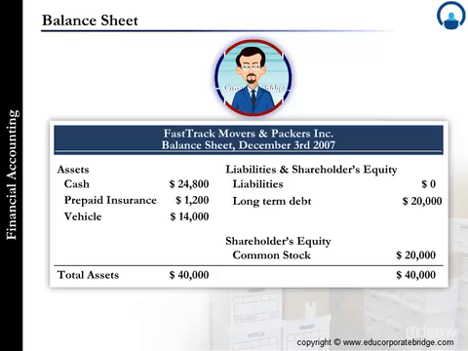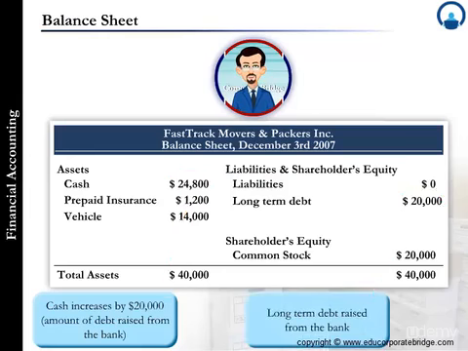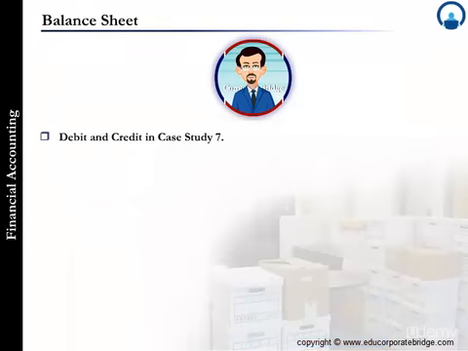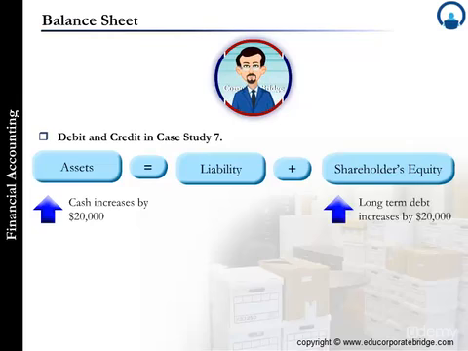How will this transaction get accounted for on the balance sheet? As Karthik raises further money through debt, cash increases by $20,000. However, Karthik is liable to return the amount after the term and hence the debt is termed a liability. On this debt, Karthik will have to pay interest expense as discussed earlier. Coming to debit and credit for Case Study 4. On the asset side, cash increases by $20,000 and hence debit. Long-term debt increases by $20,000 and hence credit.